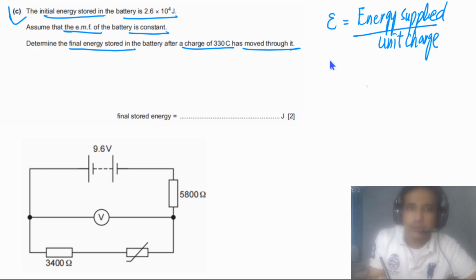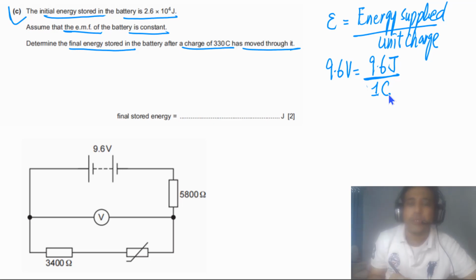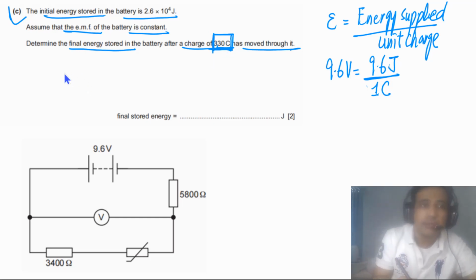So we can also say if EMF is equal to 9.6 volts, what does it mean? It simply means that 9.6 joules of energy will be given by the battery to 1 coulomb charge. So this is the meaning of 9.6 volts EMF. But for this question, we need to calculate final energy when this much charge passes through the battery. If 1 coulomb charge passes, the battery will lose this much energy. If this much charge passes through the battery, how much energy will the battery lose?